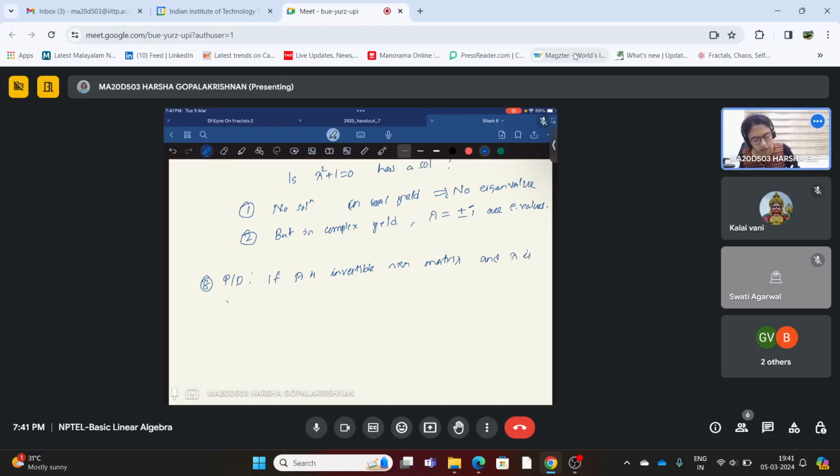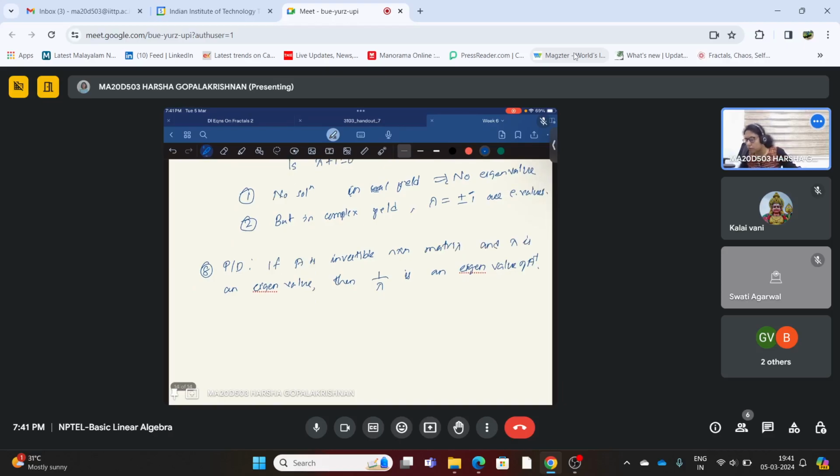and lambda is an eigenvalue, then 1 by lambda is an eigenvalue of A inverse. So, any idea about this?